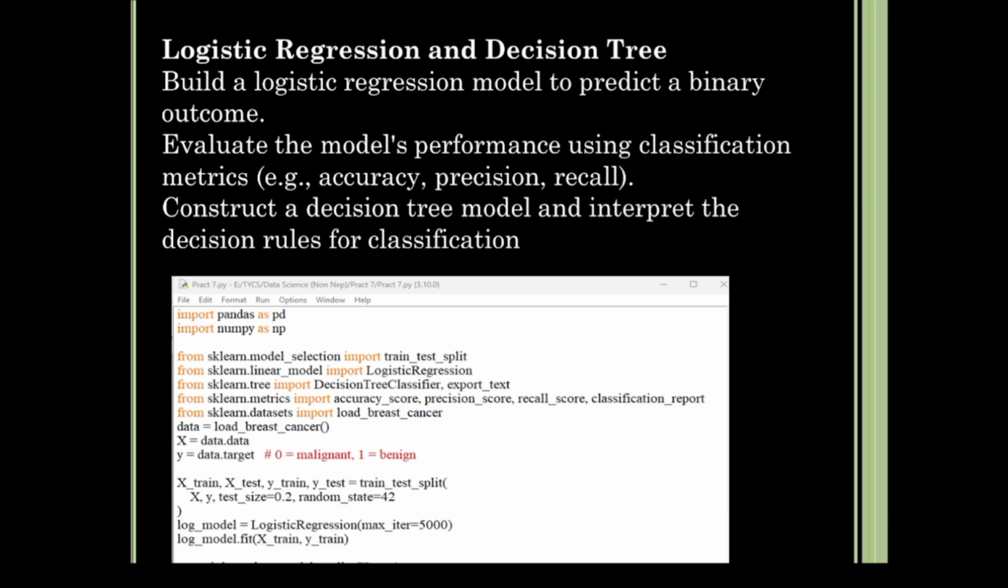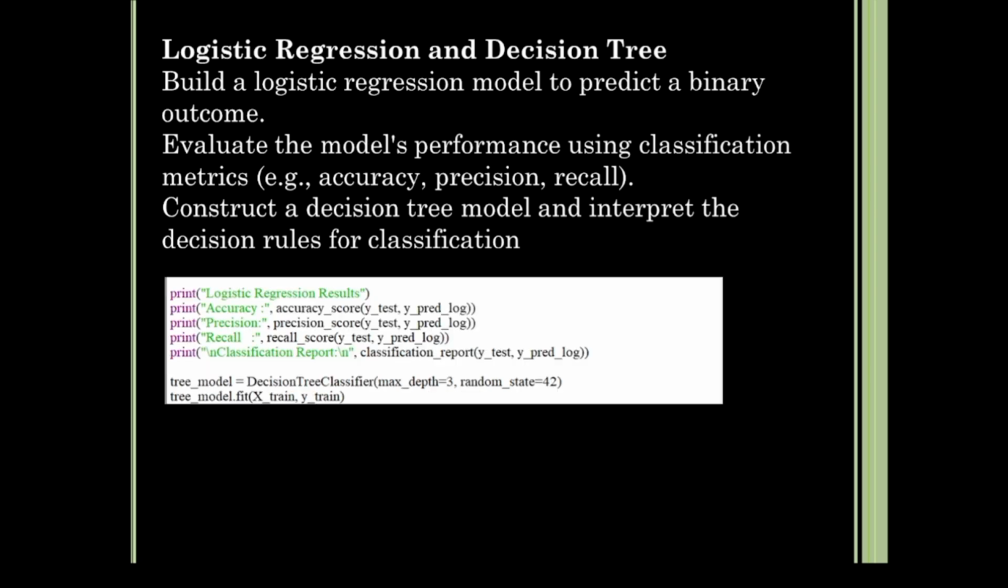Next we have log_model is equal to LogisticRegression, max_iter is equal to 5000. This creates a logistic regression model. max_iter is equal to 5000 increases the iterations so the model converges properly. Next we have log_model.fit(X_train, y_train). This trains the model using training data. So the model learns the relationship between tumor features and the cancer.